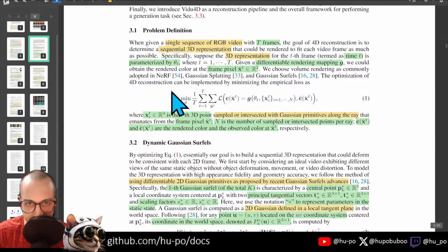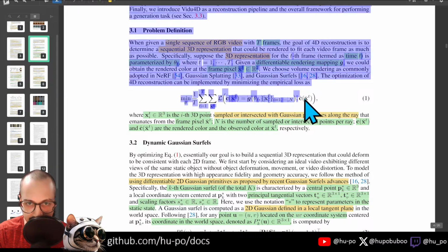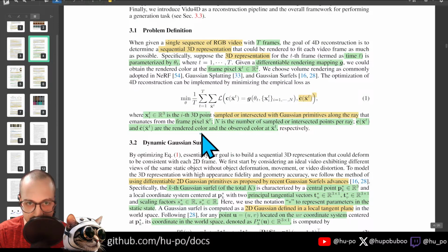And here we have the general formula for how this is working, right? So C hat X bar T here is going to be the rendered color or observed color. So it's like, what is the real color, the color that you see inside your generated video. And then this here, C X bar T, this is the color that you get from your DGS or dynamic Gaussian surfel or 4-dimensional Gaussian surfel.